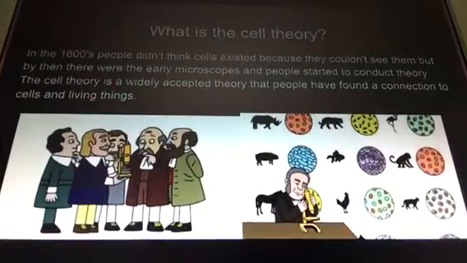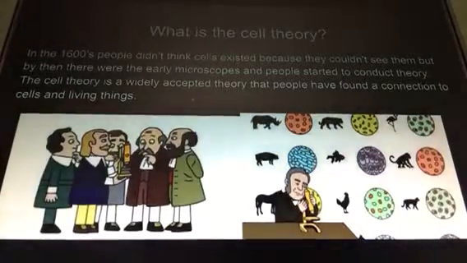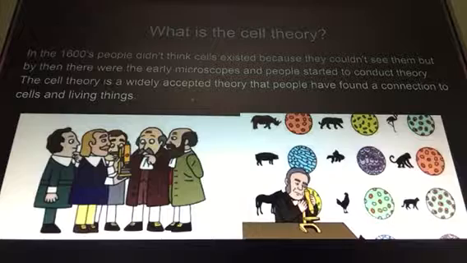In the 1600s, people didn't think cells existed because they couldn't see them, but there were early microscopes, and people started to conduct a theory. The cell theory is a widely accepted theory that people have found a connection to cells in living things.